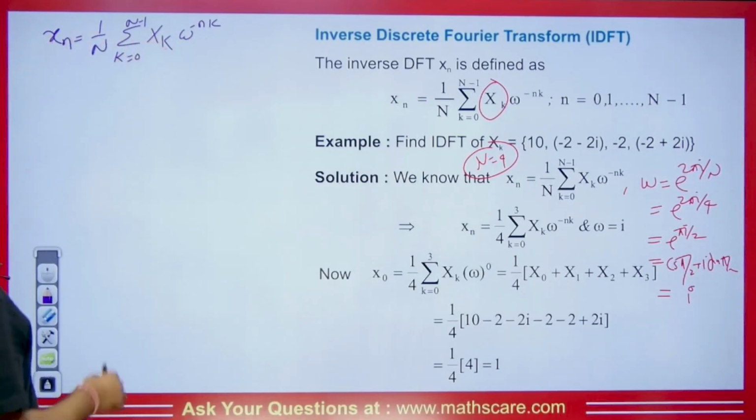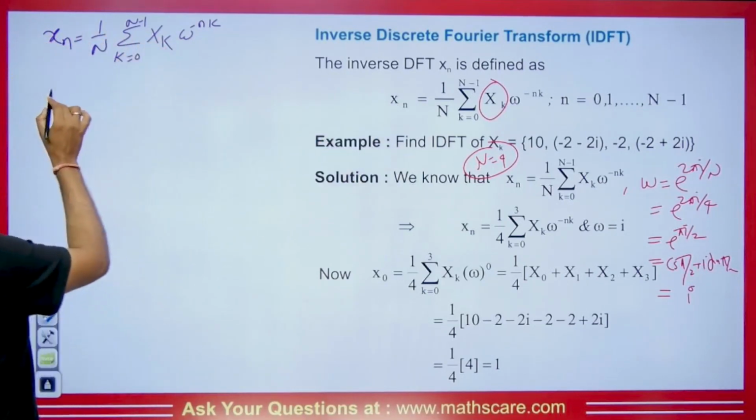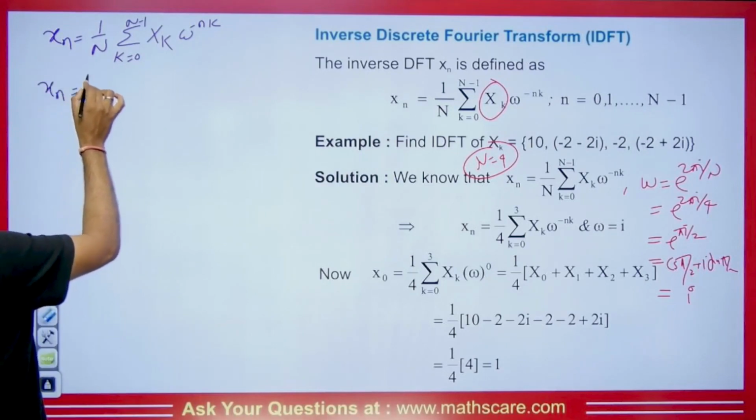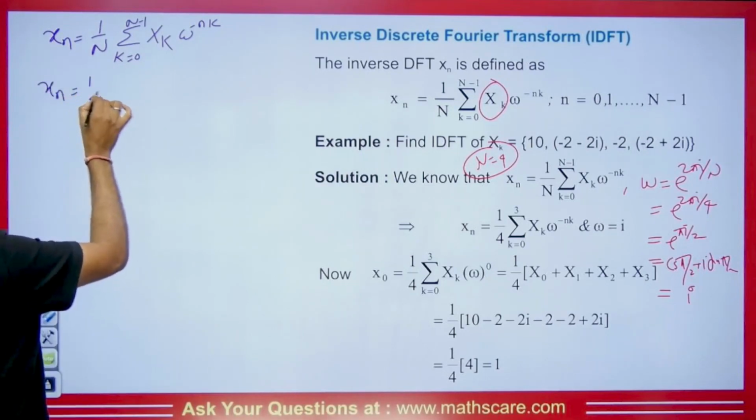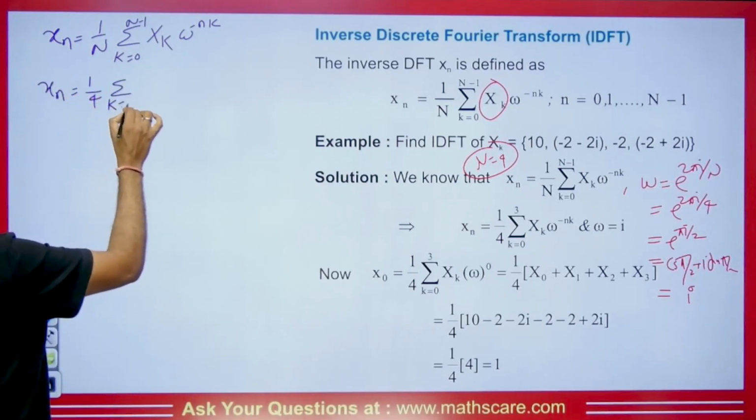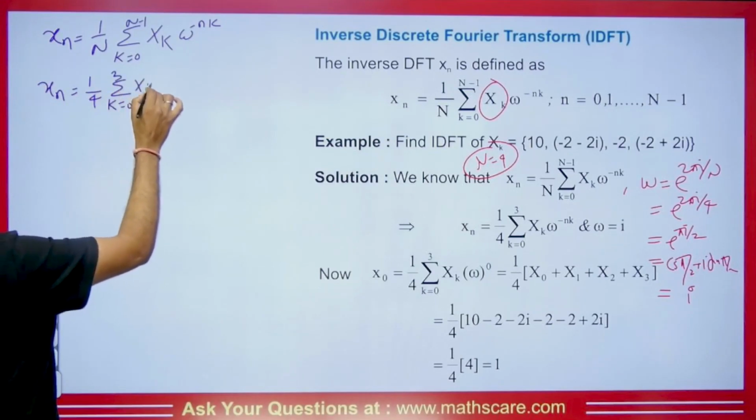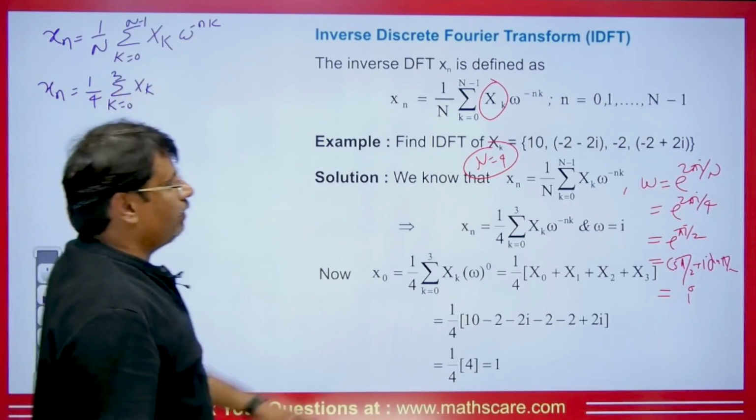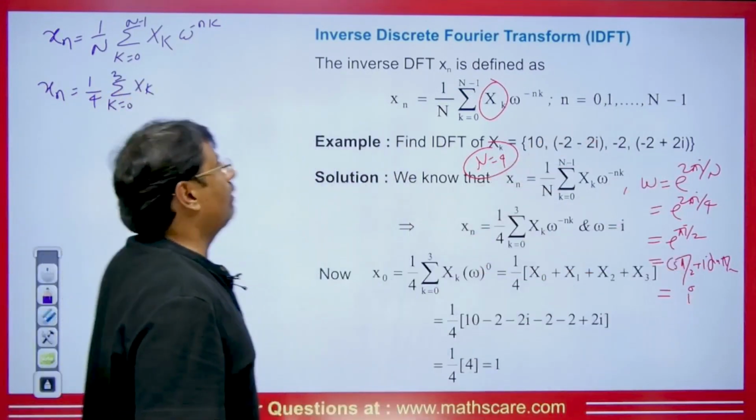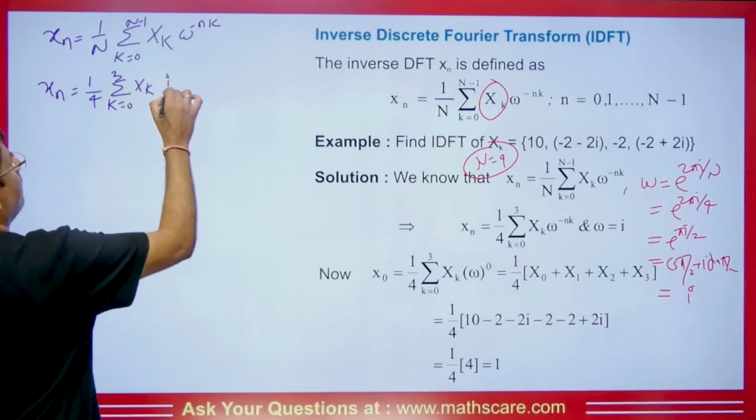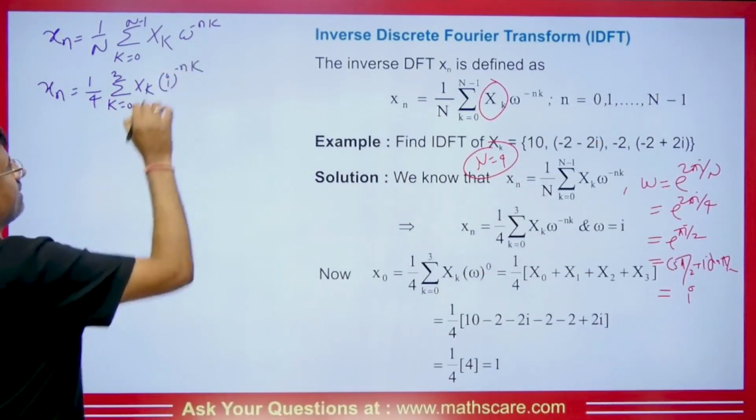So we get its answer. We know the value of capital N here is given as 4. This will be xn is equal to 1 upon 4, and we will do summation k is equal to 0 to 3 of xk. And the value of omega that I just mentioned, what will it be? It will be iota. So we will substitute it. We will get iota to the power minus nk.